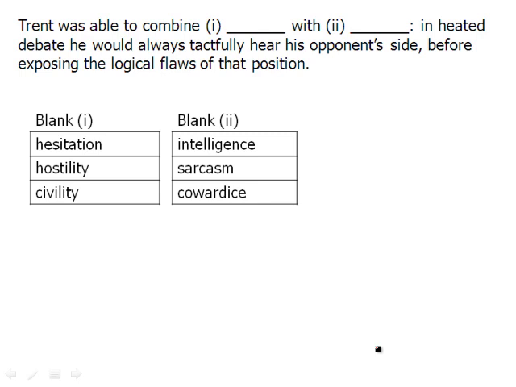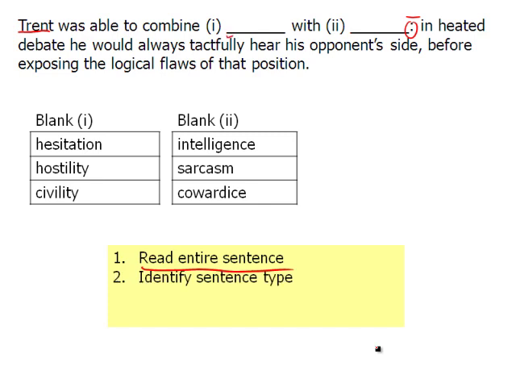So the very first thing is to read the entire sentence, starting here with Trent. Trent was able to combine blank with blank. In a heated debate, he would always tactfully hear his opponent's side before exposing the logical flaws of that position. So we want to identify what sort of question this is. Going back to one blank text completions, this is a type of text completions where you're defining what these blanks are. And so therefore we have to know what comes after the blank. We know because we have read the entire sentence. We've identified now the sentence type. It's simply defining these two blanks. There's no shift going on.